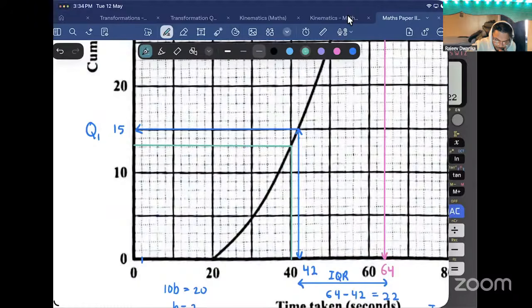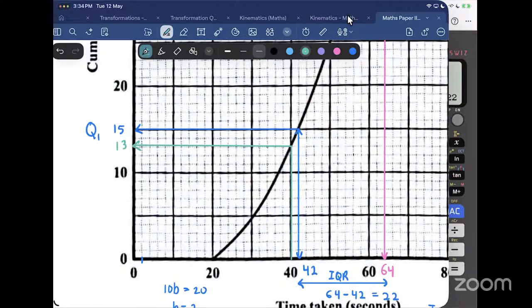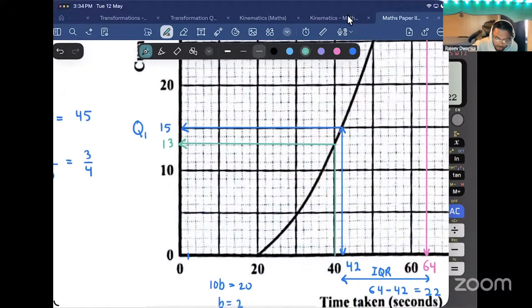What's that? Right, 13, right? 13. So in other words, 13 students would have finished in 40 seconds or less. So less than or equal to 40, yeah?